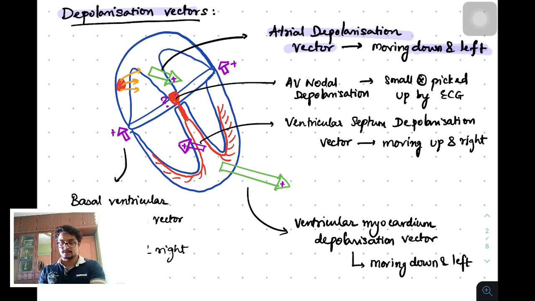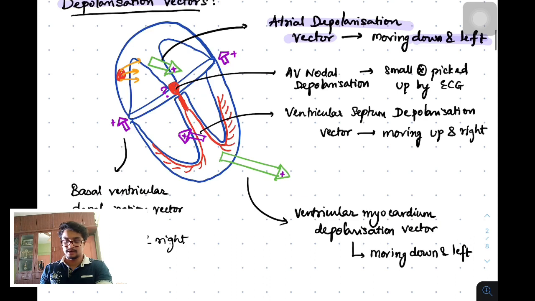Then after atrial depolarization, the depolarization wave reaches the AV node, but AV nodal depolarization is very small because that tissue is itself very small and it is not picked up by the ECG. So in the wave, we find no activity. We call that AV nodal silence in ECG. From the AV node, it reaches the ventricular septum.